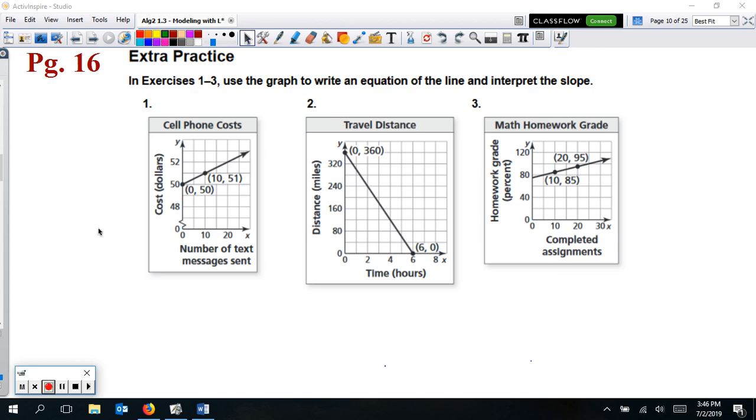Okay, so here on page 16, the extra practice at the bottom, for these first 3, it says use the graph to write an equation of the line and interpret the slope. So when it says write an equation of the line, we're going to do exactly what we just did on that little review. But then we also want to interpret the slope because we now have a real-life situation, so we can interpret what the slope means. So for number 1, we have a cell phone cost here on this graph. The y-axis is about the cost, and the x-axis is about the number of text messages sent.